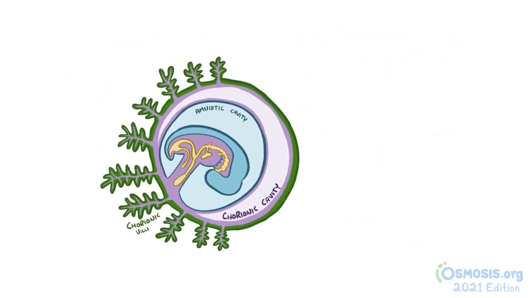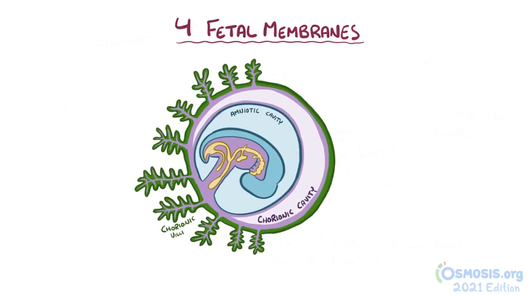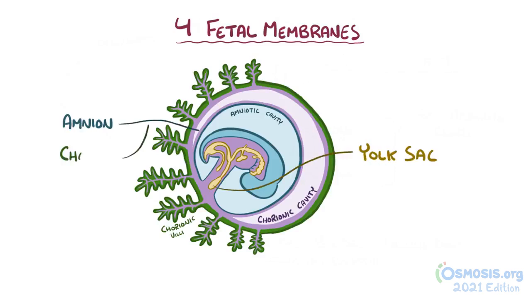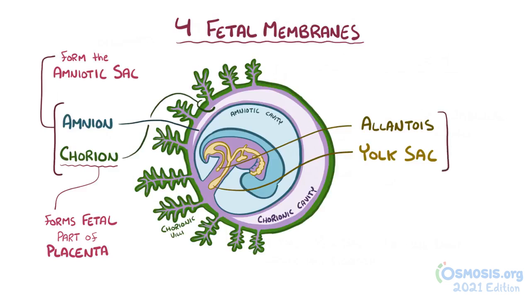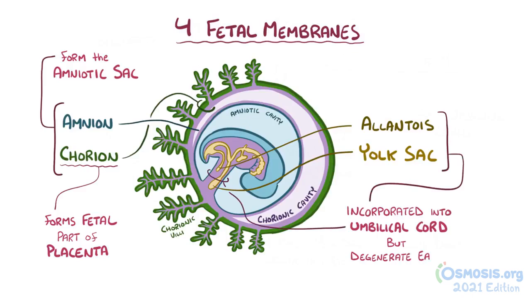Alright, as a quick recap, the 4 fetal membranes that develop in order to support and nourish the developing fetus include the amnion, the yolk sac, the chorion, and the allantois. The chorion and the amnion form the amniotic sac, which is filled with amniotic fluid in which the fetus is suspended by the umbilical cord. The chorion also forms the fetal part of the placenta, helping in the exchange of nutrients, waste products, and gases between the fetus and the mother. The allantois, along with the vitelline duct of the yolk sac, are incorporated into the umbilical cord, but degenerate early in pregnancy.